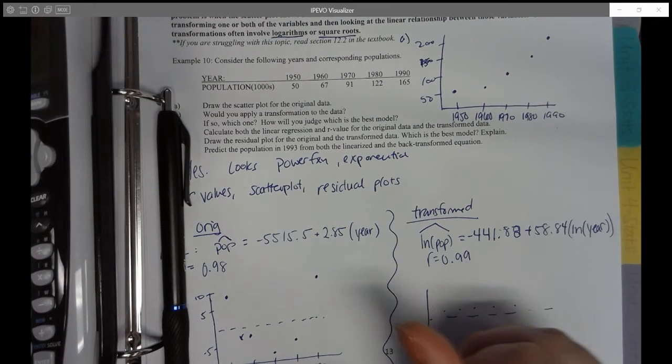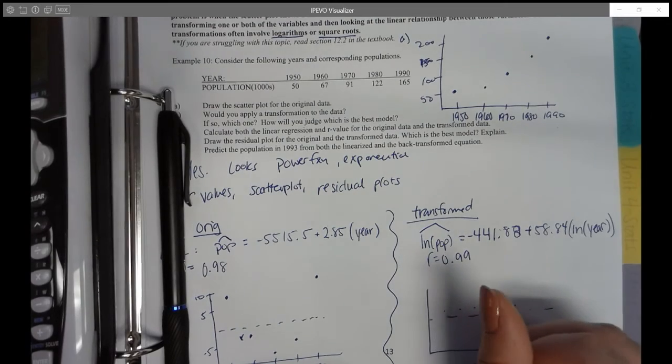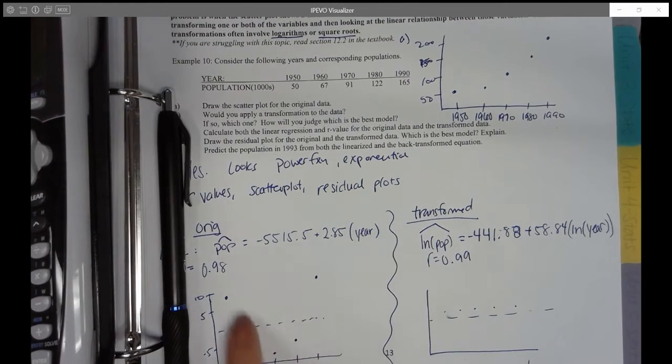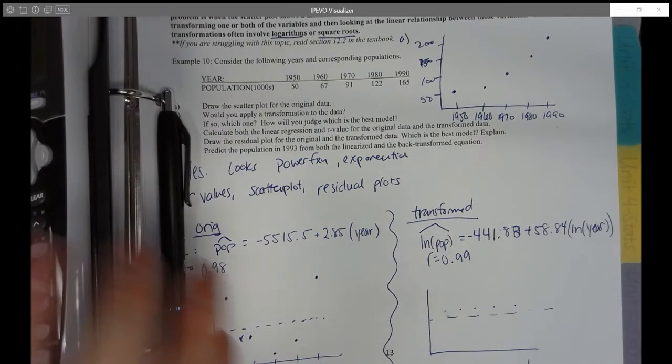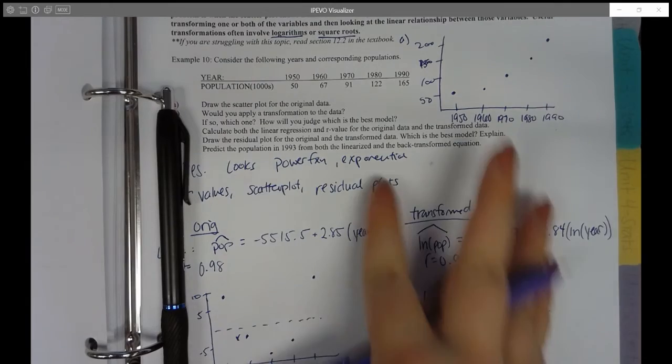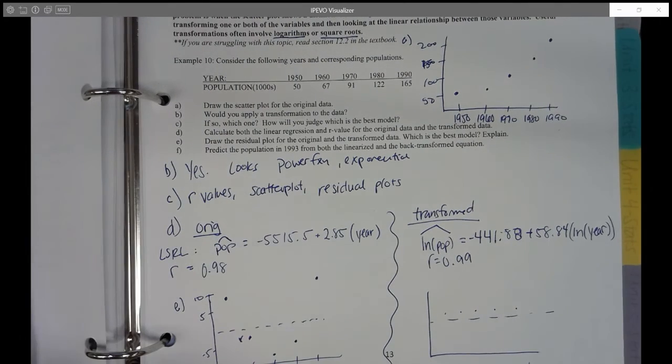So for this one, random equals good. Whereas this one I could see a definitive U. This one now I've got a completely random pattern. And the random pattern means that that is a good fit for the model.